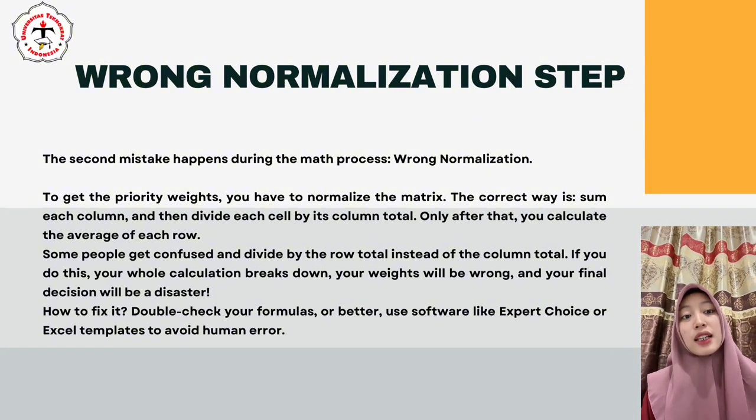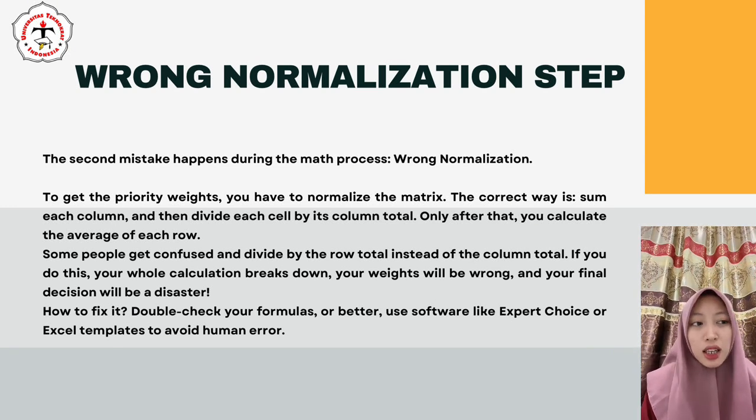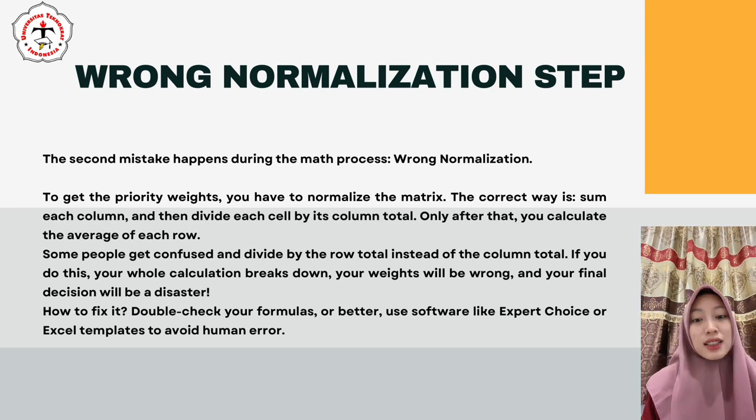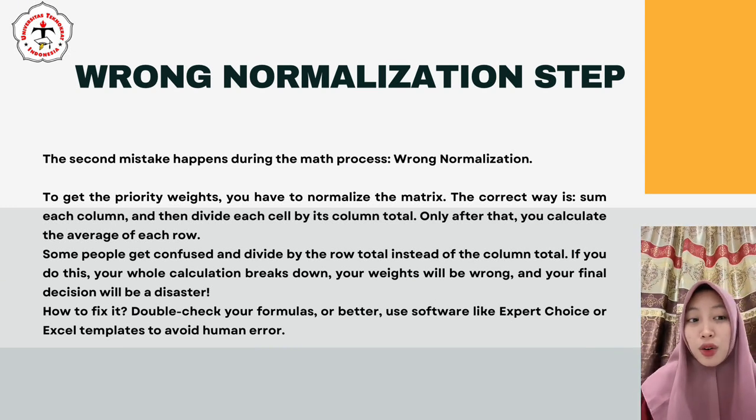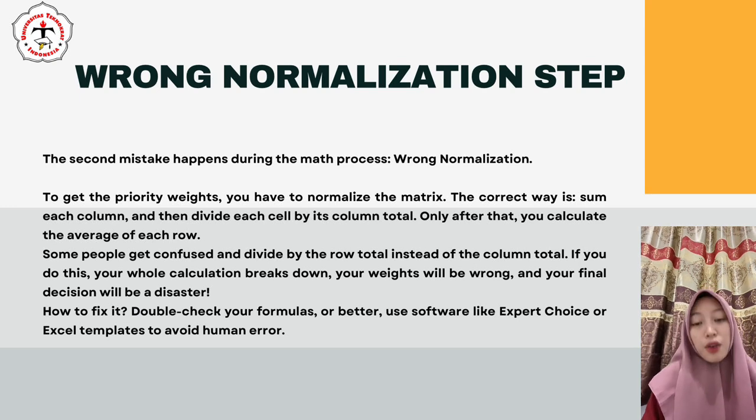Some people get confused and divide by the row total instead of the column total. If you do this, your whole calculation breaks down, your weights will be wrong, and your final decision will be a disaster. How to fix it? Double check your formulas, or better, use software like Expert Choice or Excel templates to avoid human error.